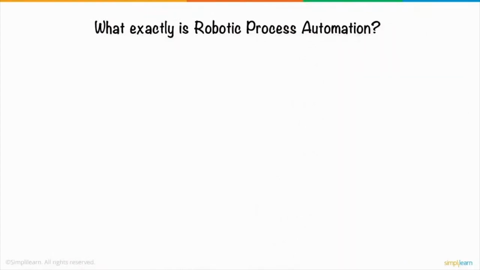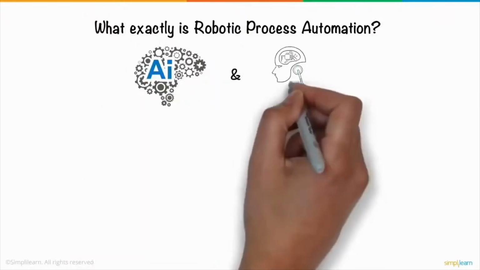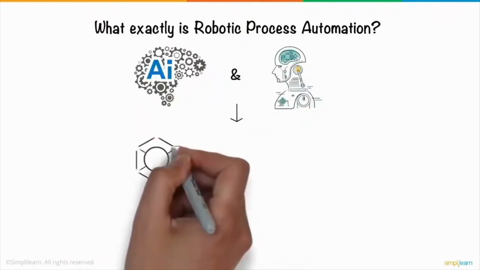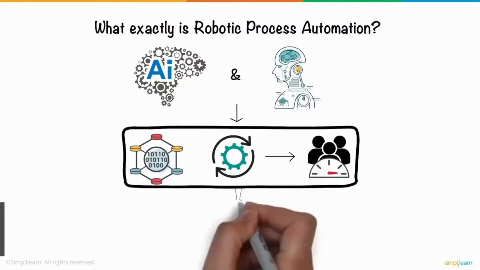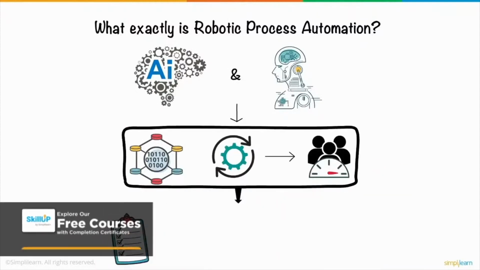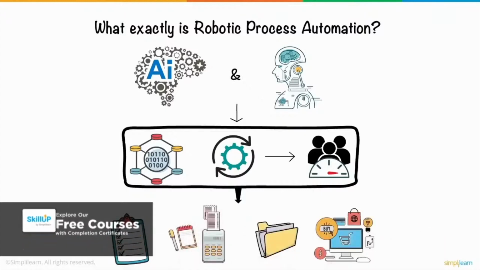Robotic process automation, RPA, is the use of software with artificial intelligence and machine learning capabilities to handle high-volume repetitive tasks that previously required humans to perform. Some of these tasks include addressing queries, making calculations, maintenance of records, and performing transactions.